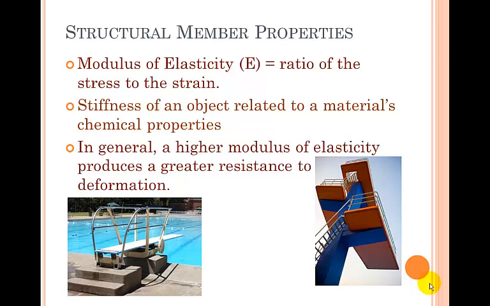It's really the stiffness of an object, and it's a material property, so it's going to vary from material to material. Wood will be different than concrete, than ABS plastic, than steel. All the different materials will have different moduluses of elasticity. A high modulus of elasticity, in general we say, produces a greater resistance to deformation. However, once things with high modulus of elasticities deform, they're not going to snap back either.